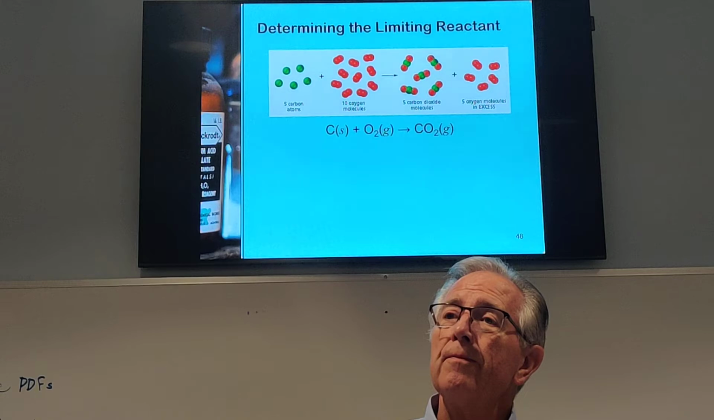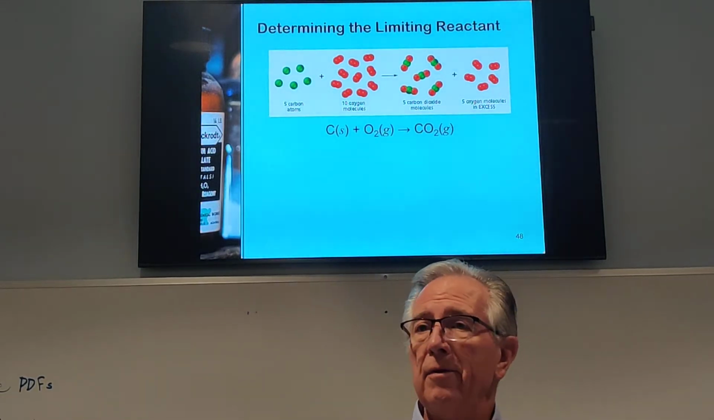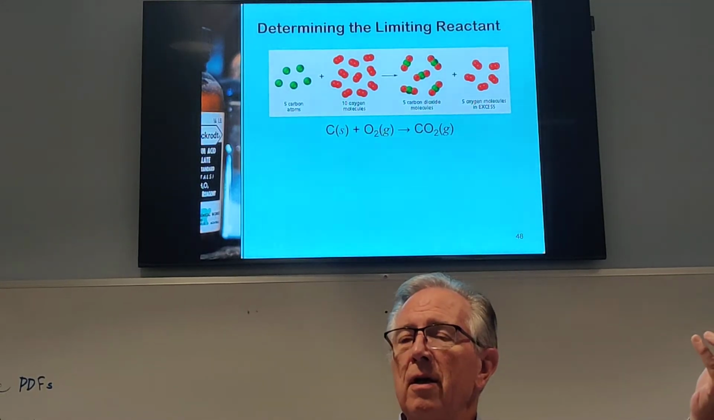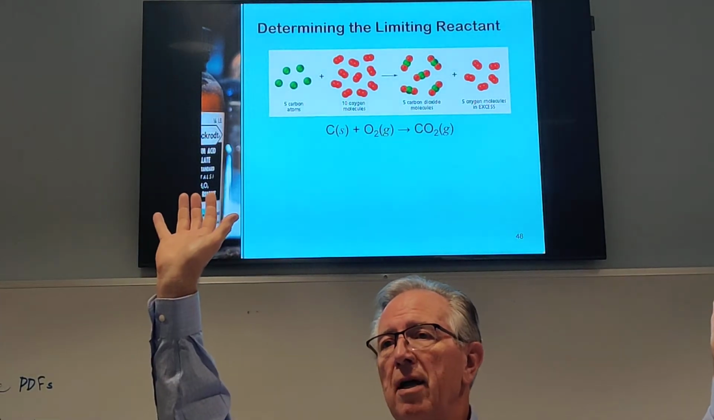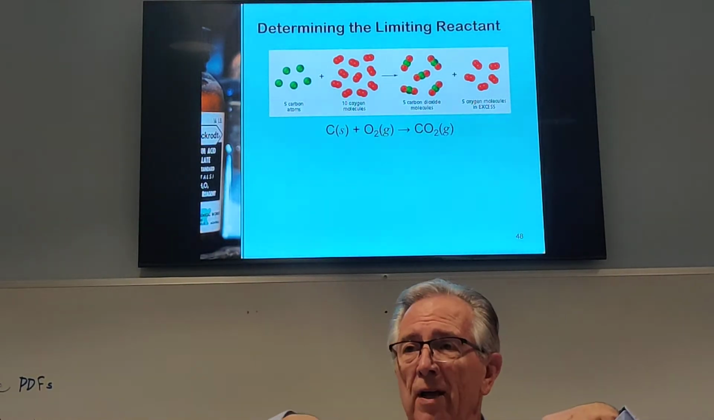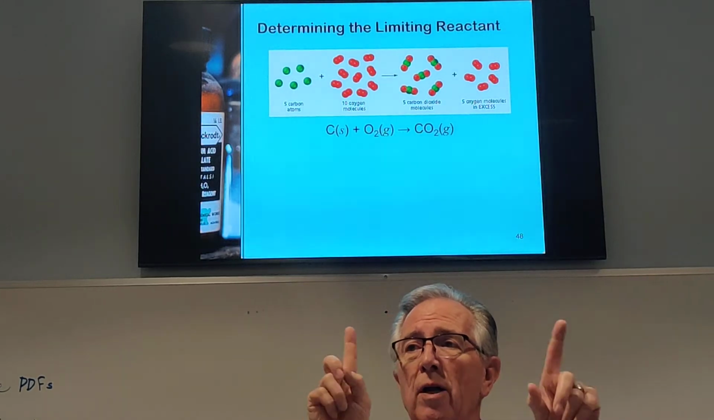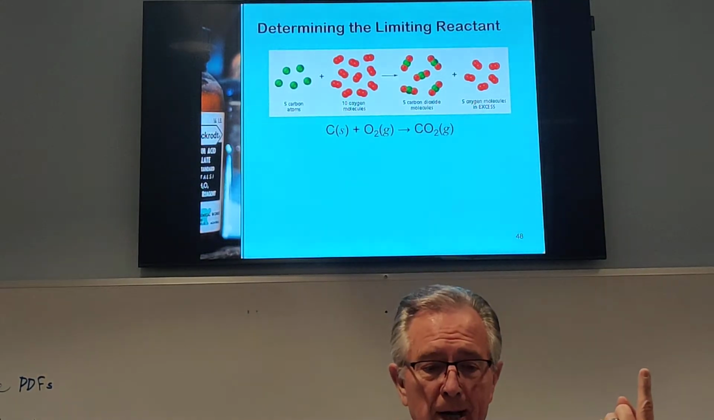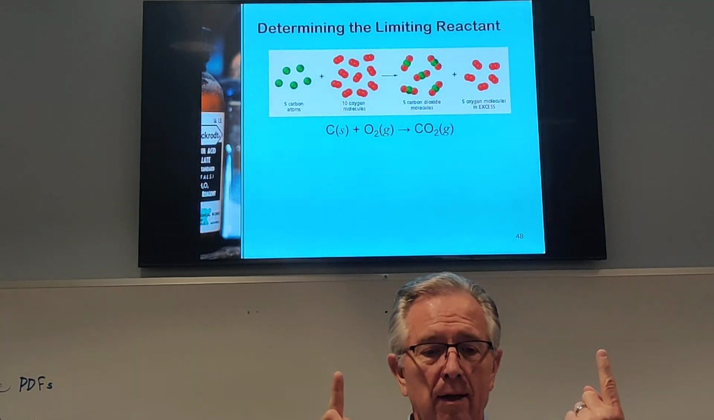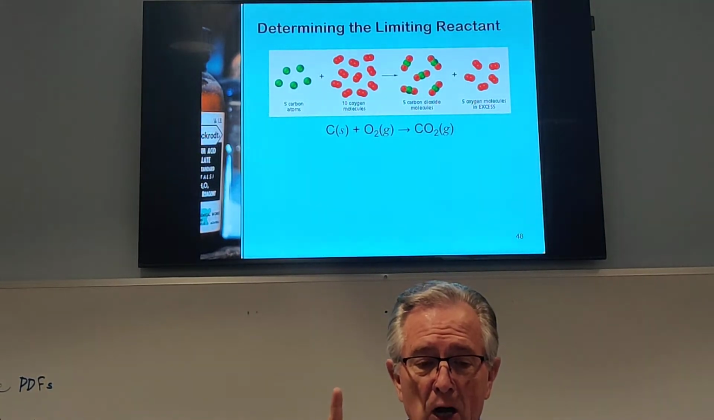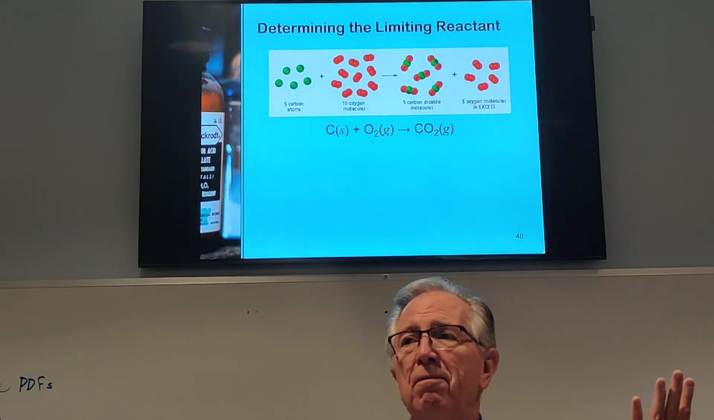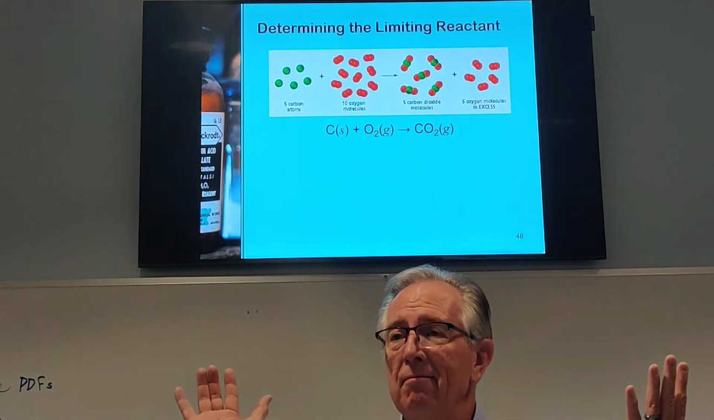Where did you get the 5 of the carbon? In this example here, they gave you 5 carbons and 10 oxygens, okay? But we know from the balanced equation that they should be in a 1 to 1 ratio. For every 1 carbon atom, I need 1 oxygen molecule, right? But I have 5 carbon atoms and 10 oxygen molecules.